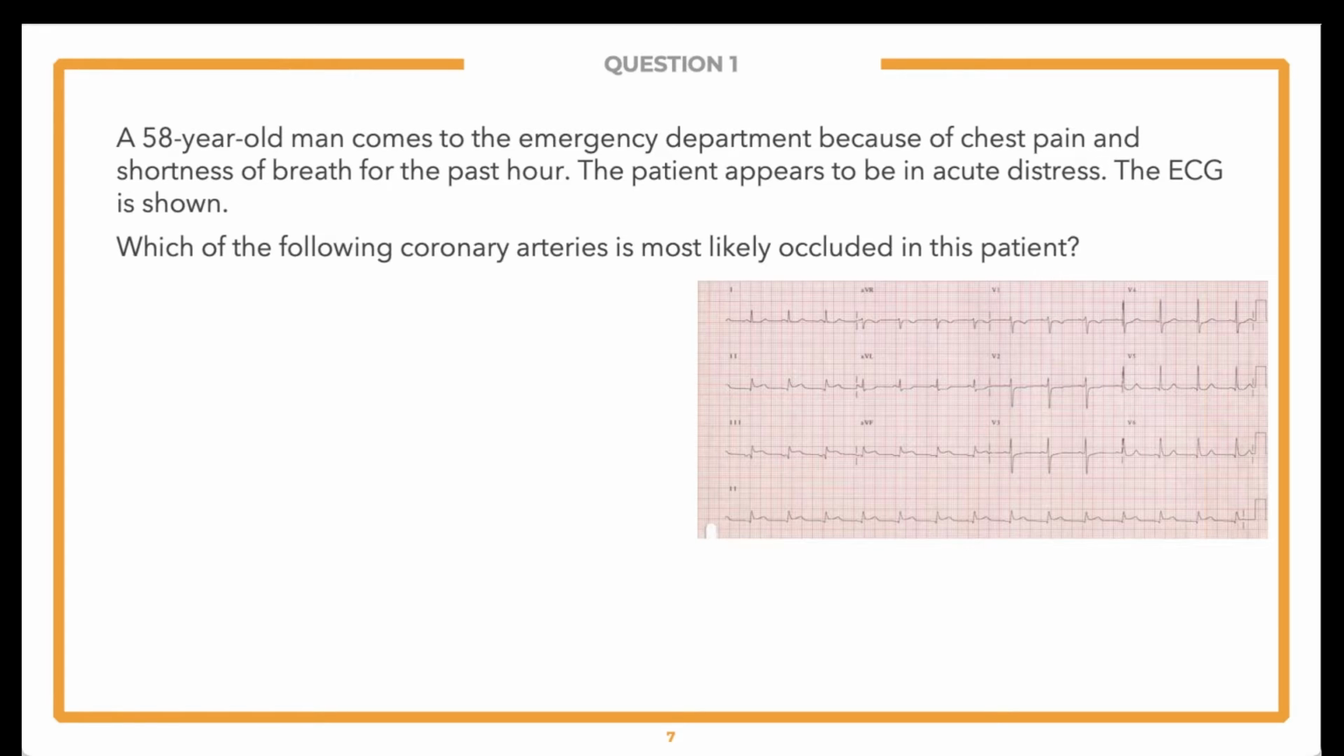Feel free to go down to the question box. Let us know how many steps you think it's going to take to answer this one as I pass it over to Abraham.